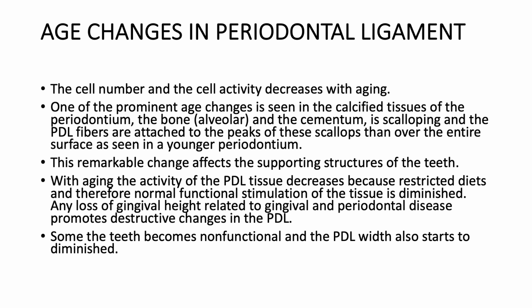With aging, the activity of periodontal ligament tissue decreases because the tissue is less active and therefore normal functional stimulation of the tissue is diminished. Any loss of gingival height related to gingival and periodontal disease promotes destructive changes in the periodontal ligament. Also, when the teeth become non-functional, the periodontal ligament also starts to diminish.